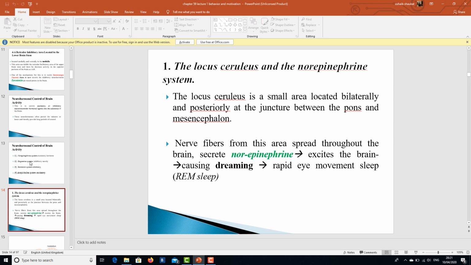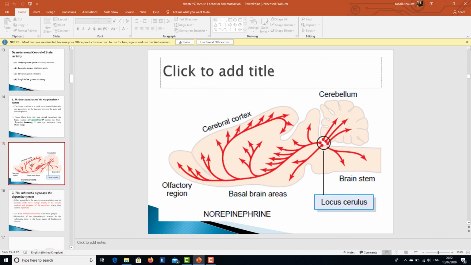The locus ceruleus is a small area located bilaterally and posteriorly at the juncture between pons and mesencephalon. Nerve fibers from this area spread throughout the brain and secrete norepinephrine and excite the brain, causing dreaming and rapid eye movement sleep. So locus coeruleus is important if you are being asked about its function. You can see locus coeruleus having its output as well as input from different areas of the brain. You can see how it is responsible for dreaming and rapid eye movement sleep.